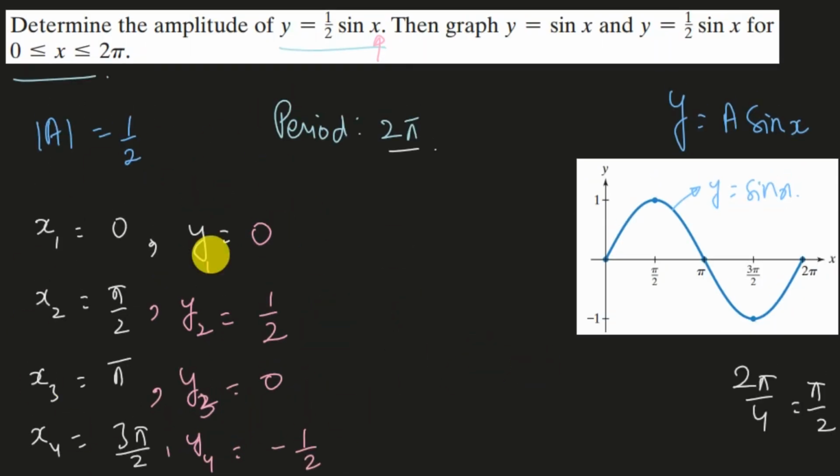Now if you plot all these key points here on the graph, here x1 is 0, so y1 is also 0. Then x2, y2: pi by 2, half. So this is half, and this is negative half. So here this would be the point. Then pi and 0, so this would be the point. Then 3 pi by 2, minus half, so this would be the point. And finally this would be the point. Now join all these points with a smooth curve like this.